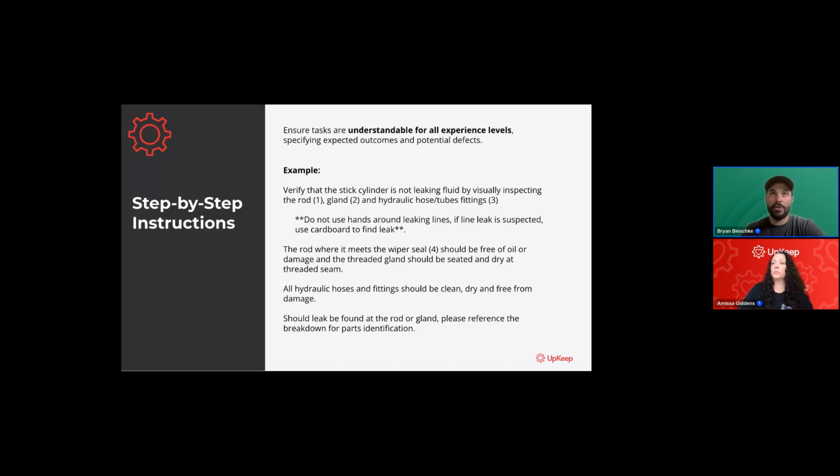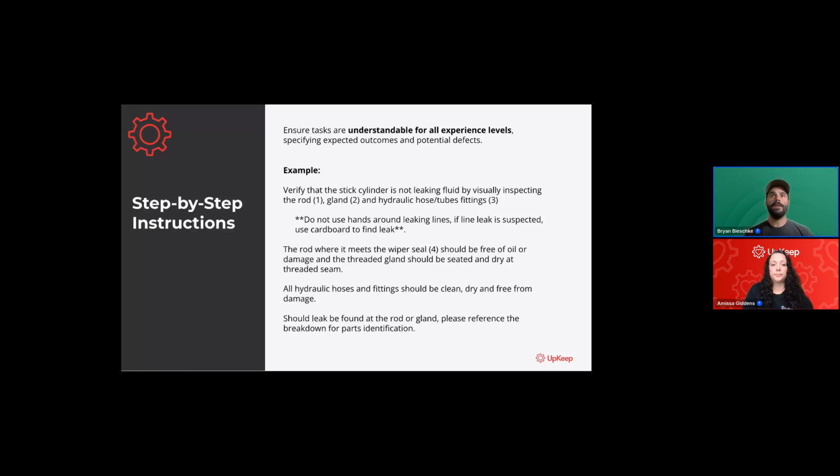So step-by-step instructions. This example is in reference to the picture prior, so just keep that in mind. We want to have tasks written that are understandable by all experience levels, right? We want to specify expected outcomes and potential defects. So basically what I'm saying is when we're asking them to inspect things, we're going to tell them what they should also be looking for, right? Not just check belt or check cylinder.